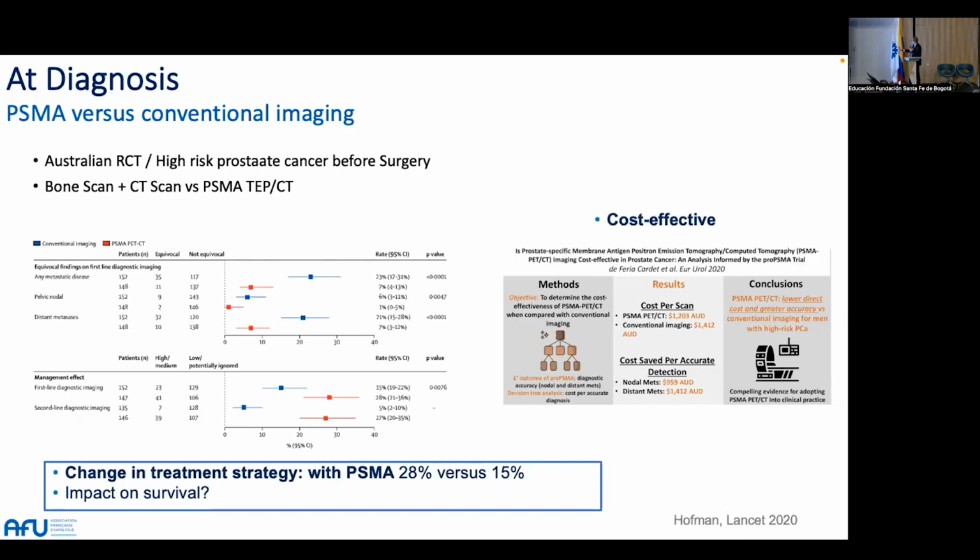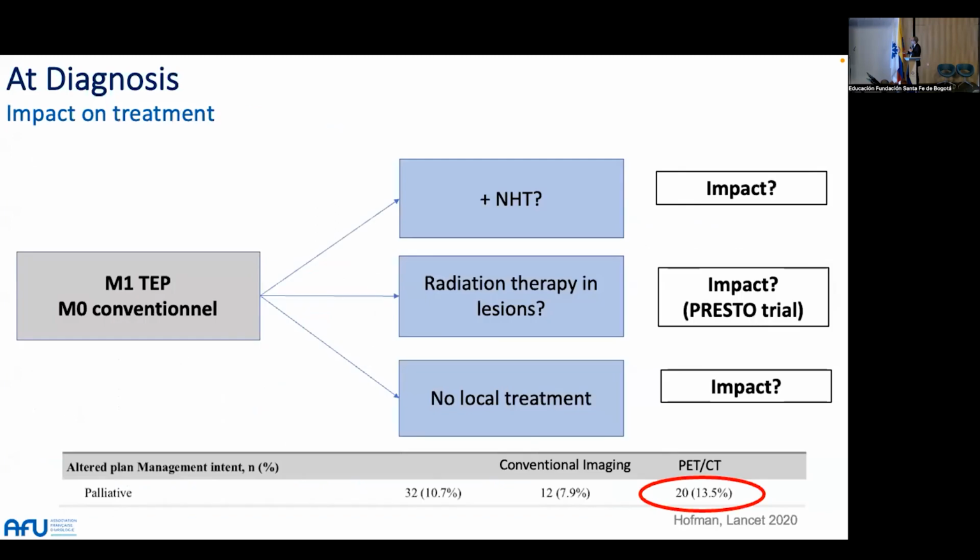In terms of cost, in this article, they look at the cost for the conventional imaging versus PET PSMA, and the difference was not very significant, just a question of $200 between the two strategies. So clearly it's cost effective to go for PET PSMA.